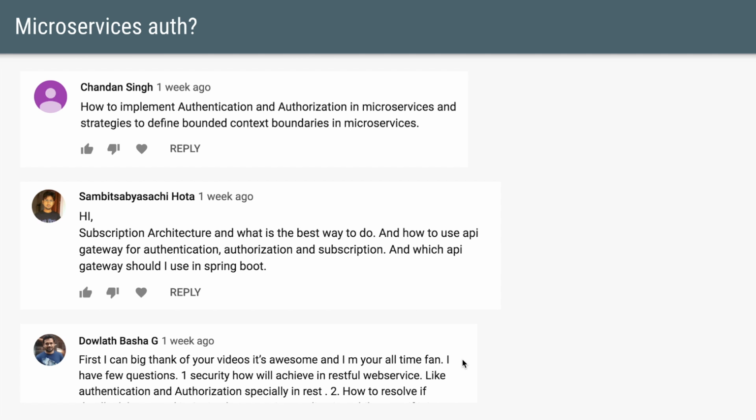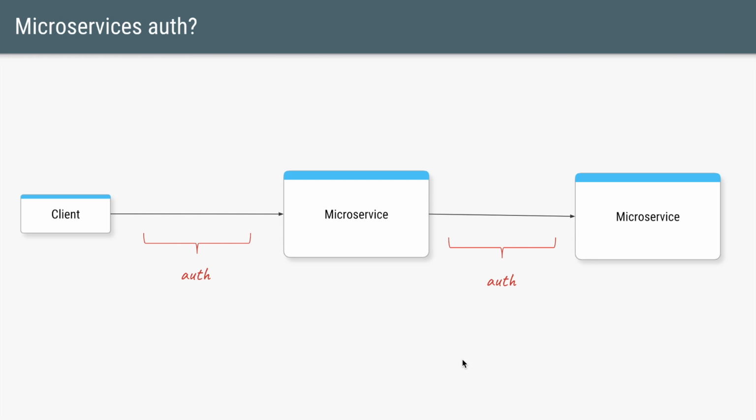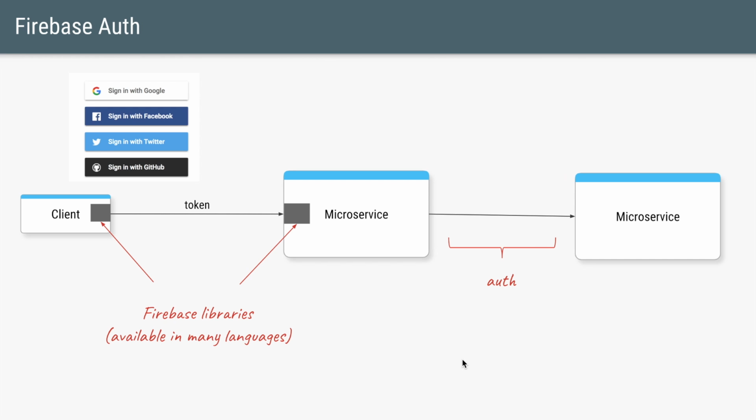So the next question is about implementing microservices authentication and authorization. There are two parts of the system where you want to introduce auth. One is between the client and microservice, and one is between two microservices. If you want to implement authentication between the client and the microservice, where your client can be either a web UI or an Android app or an iOS app, I would recommend using Firebase libraries. It allows you to implement OAuth 2, so you can add buttons like sign in with Google or sign in with Facebook and so on and so forth.